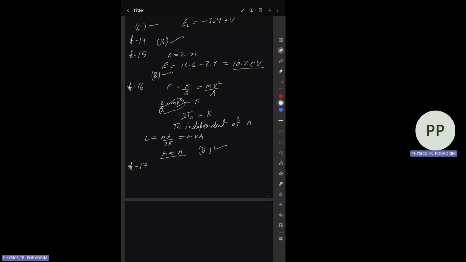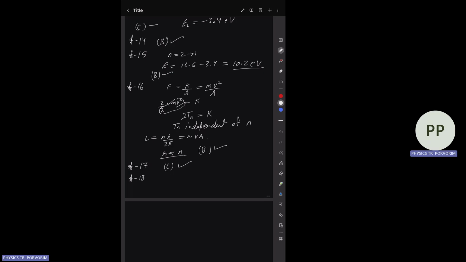17th question. In question 17, the transition from n equal to 4 to n equal to 3 in a hydrogen-like atom results in ultraviolet radiation. Infrared radiation will be obtained in the transition... Okay, it's a theory-based question, so the correct answer is C. When the transition is from the 5 to 4 level, the radiation will be infrared. The photons emitted will be infrared radiation.